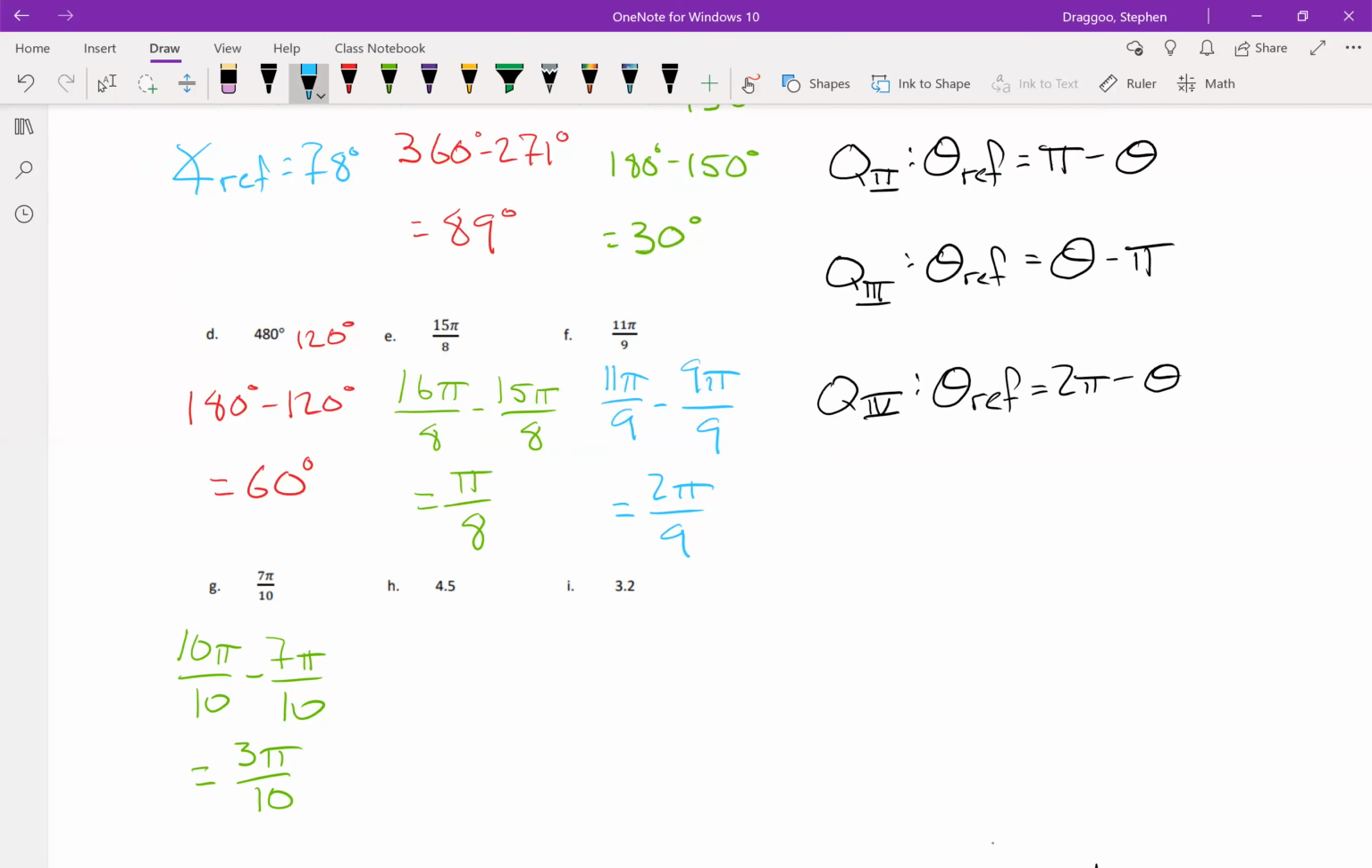So 4.5. I know that 3 pi over 2 is right about 4.7, which means that this angle is in the third quadrant because it's a little less than that, meaning that my reference angle ought to be 4.5 minus pi. And since we're looking for exact answers, I will just leave my answer here, because this is the most exact answer I can get.